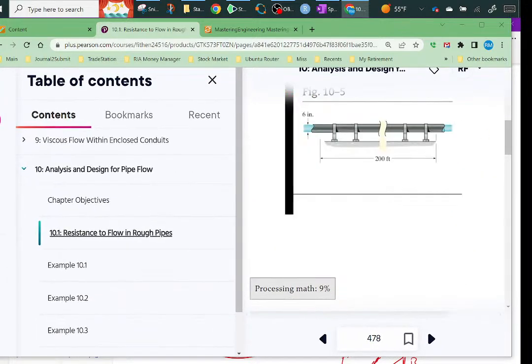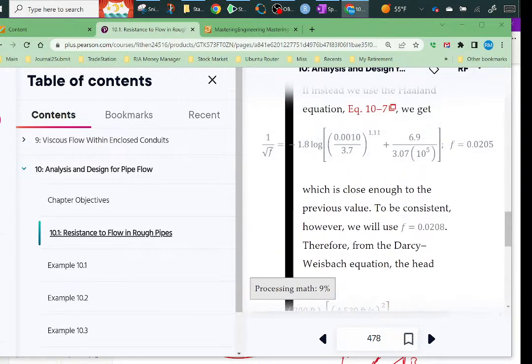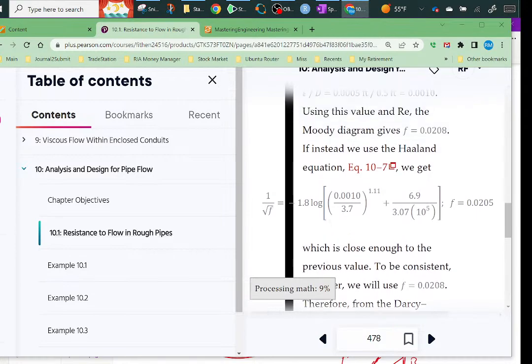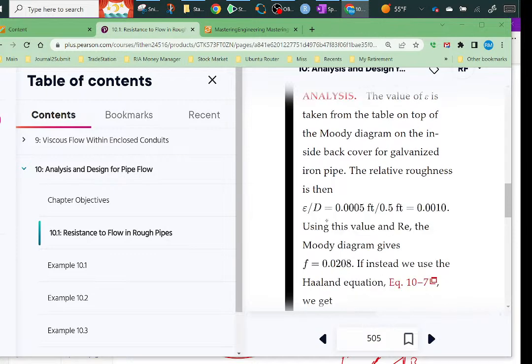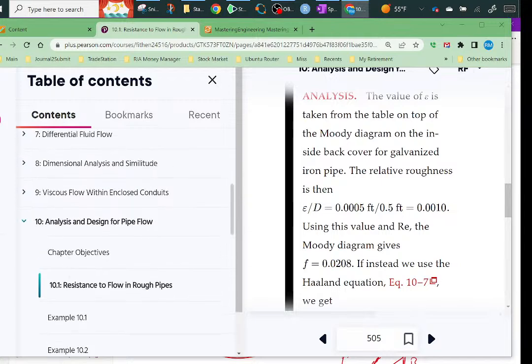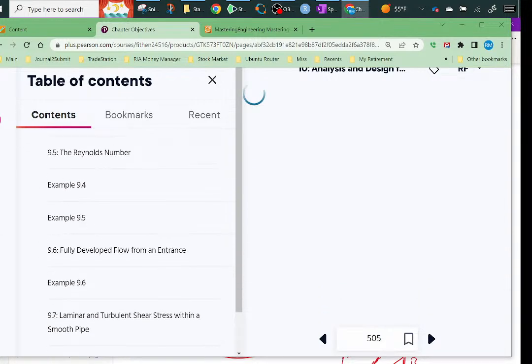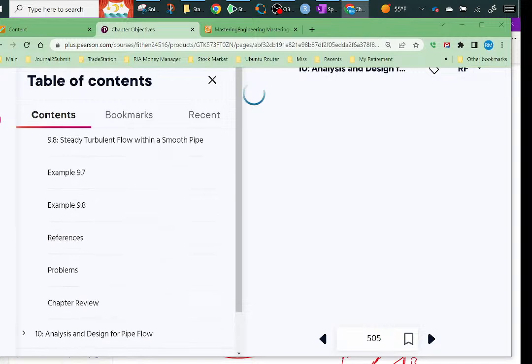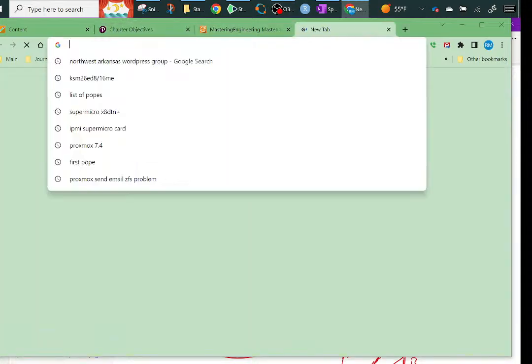Okay, let's see what we get out of here. So here he's talking about the Moody diagram. Now the value of it is at the top of the Moody diagram. But where is the Moody? I wonder if it's in the last chapter and I just missed it. Anyway, I'm going to have to wait till I get there. Here, I'll just search for it. It's in this book somewhere. It has to be.